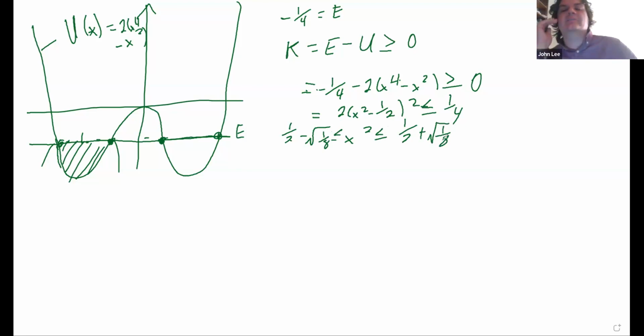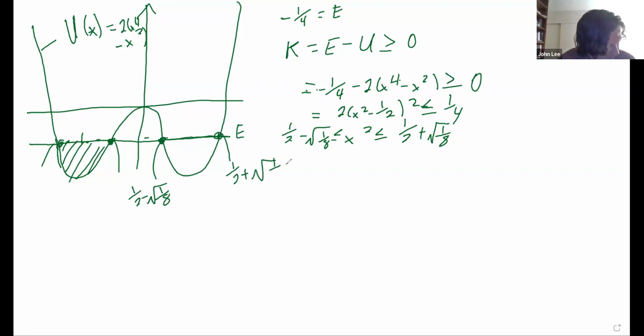So I didn't really go through the algebra there because I've been talking for like 2 hours, and I feel like a lot of you probably want me to finish up. But this gives us the values for x squared where it's allowed to be. So these turning points are at 1/2 minus the square root of 1/8 and 1/2 plus the square root of 1/8.